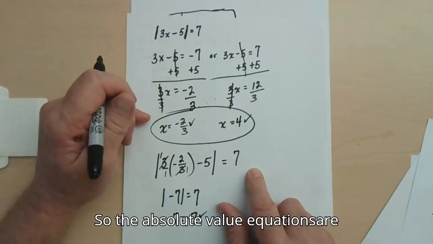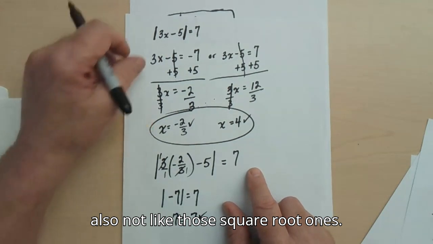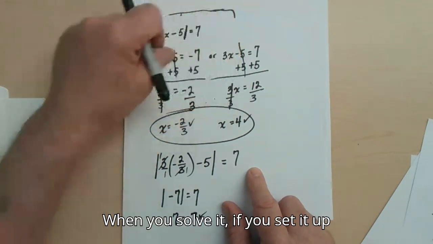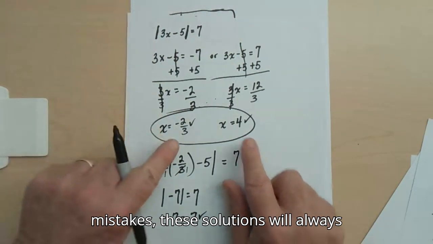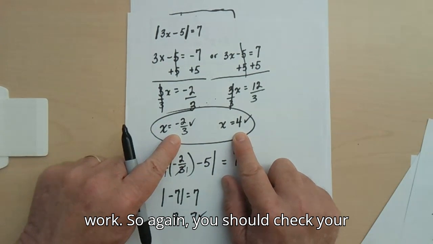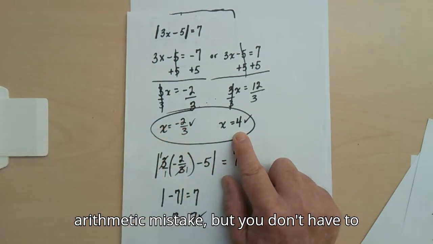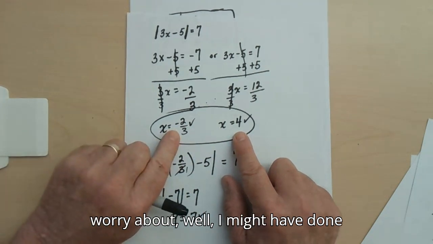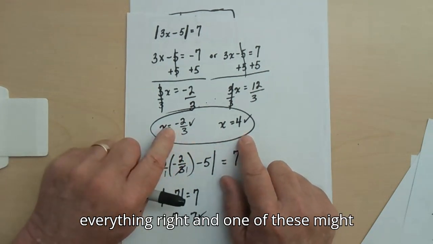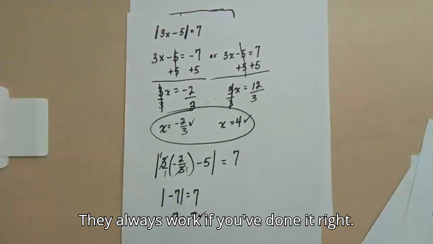So the absolute value equations are also not like those square root ones. When you solve it, if you set it up correctly and don't make arithmetic mistakes, these solutions will always work. So again, you should check your work to make sure you haven't made an arithmetic mistake, but you don't have to worry about, well, I might have done everything right and one of these might not work. Y'all see what I'm saying? They'll always work if you've done it right.